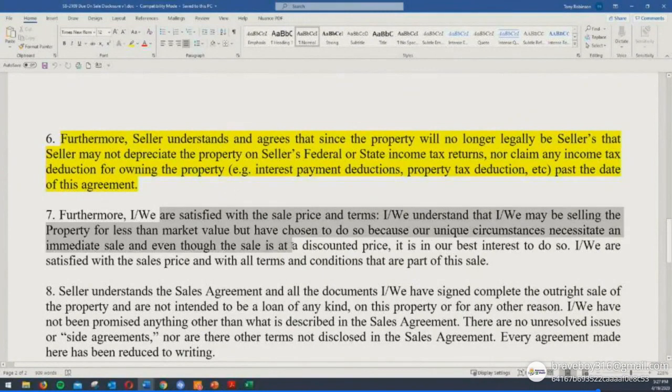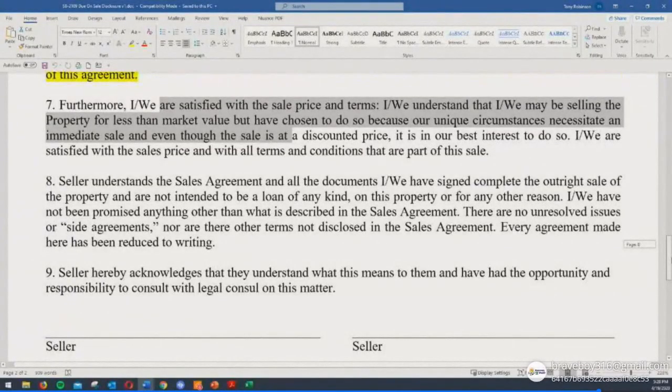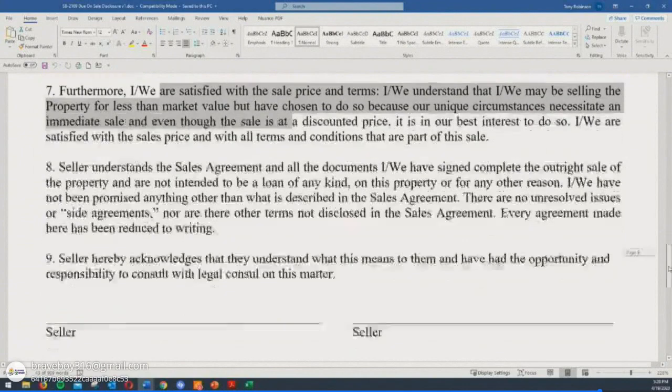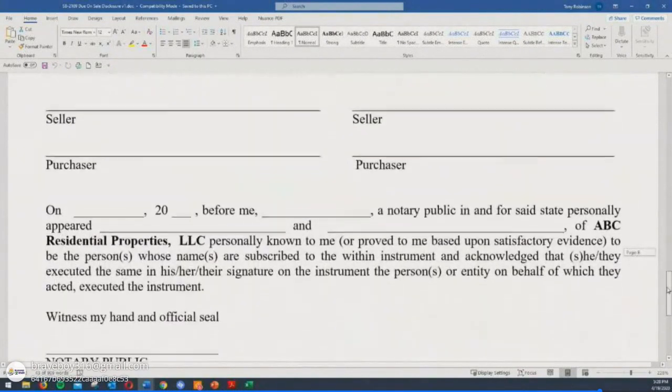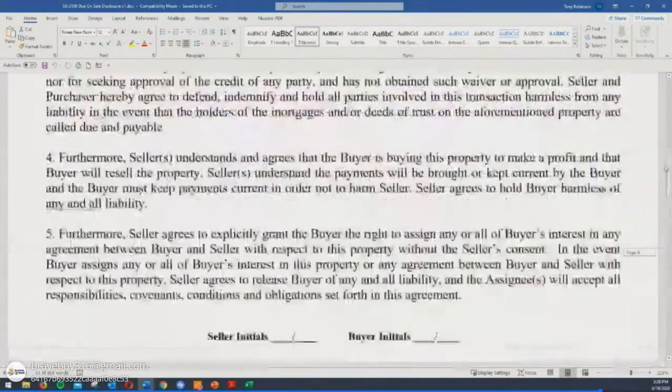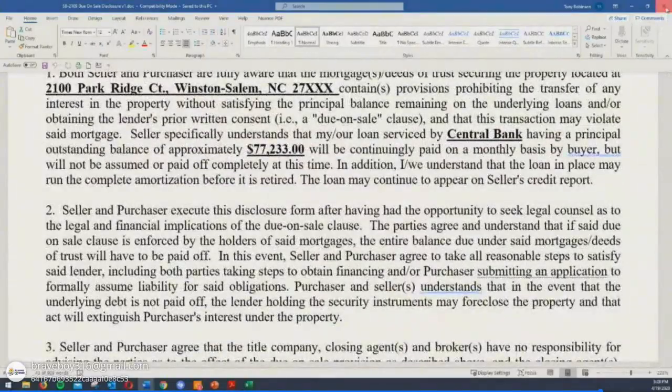All right. Again, it tells them that they're satisfied with the sales price and they realize it's been discounted. Guys, this says a lot of the same thing. Again, it says that there are no unresolved issues or side agreements, and they're going to sign this document as well. Okay. And this document is actually notarized.